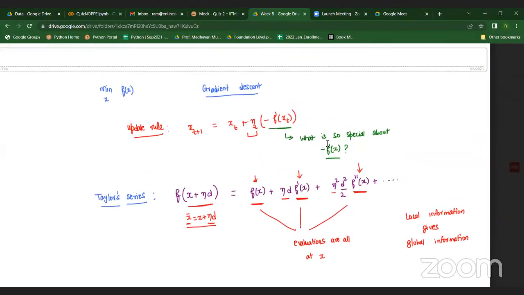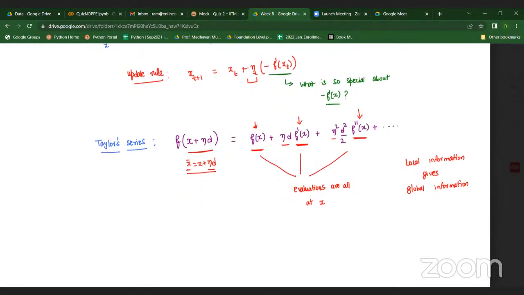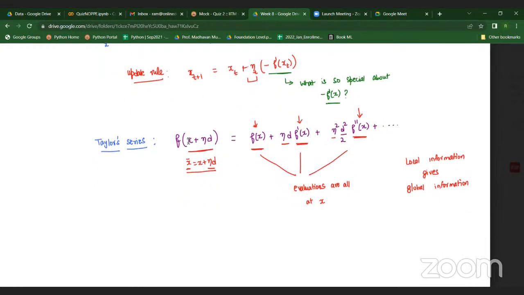So the reason why we have this p as minus f dash of x is, look at it here. The proof for it, the reason behind it, comes from the Taylor series. So the Taylor series is nothing but the expansion for f of x plus eta d. That is going to be equal to f of x plus eta d f dash of x plus eta square d square by 2 f double dash of x, and so on.